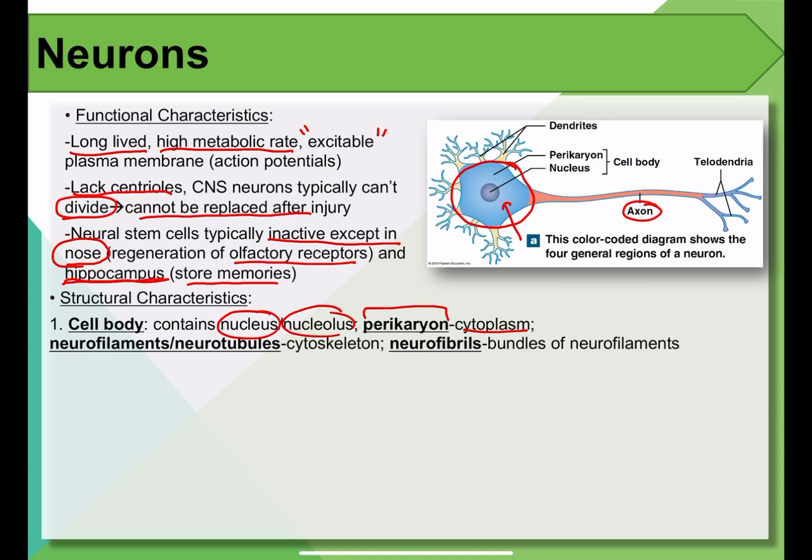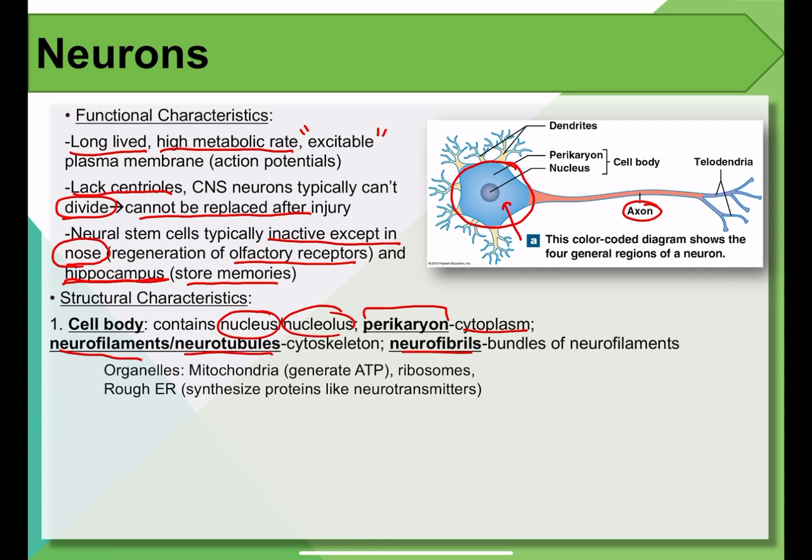And then just like any other cell, there's a cytoskeleton that makes up the structure of the cell as well for a neuron. It's just that instead of intermediate filaments or microtubules, we call them neurofilaments and neurotubules, and also neurofibrils, which are just bundles of those neurofilaments that make up the cytoskeleton of the cell body of the neuron. And they still have all those other organelles that a cell would have.